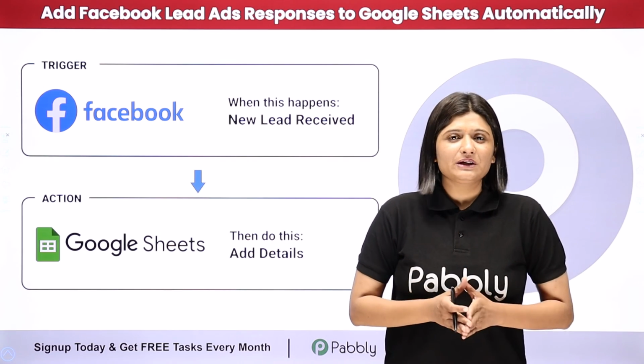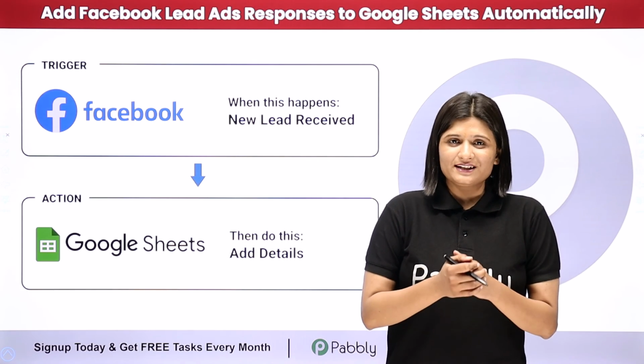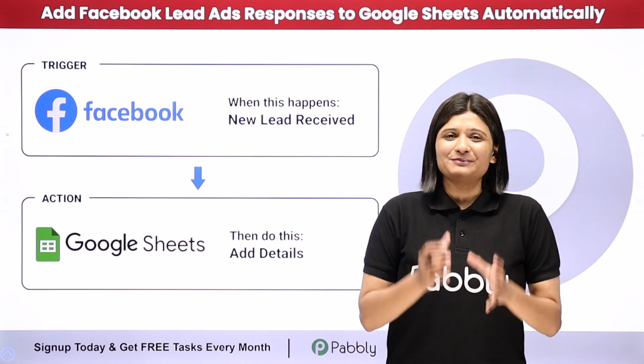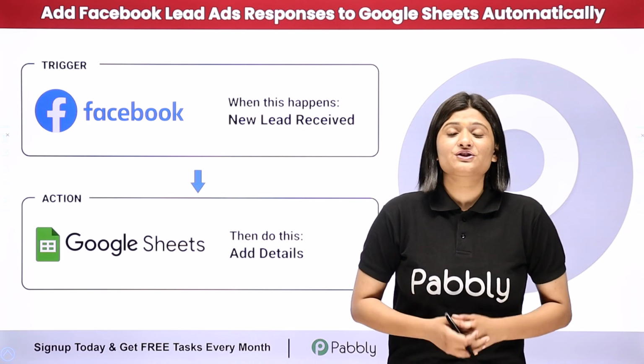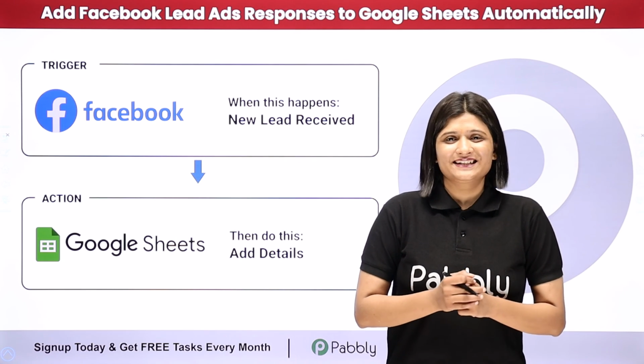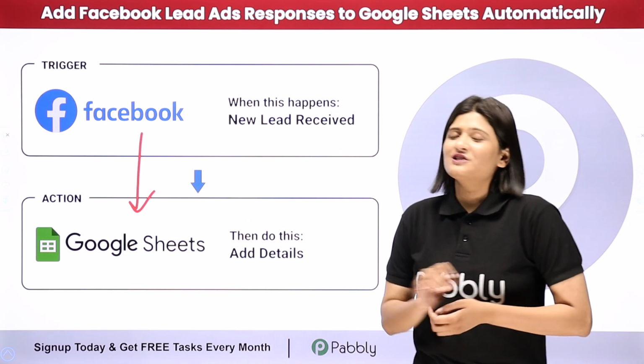Now doing this manually will consume a lot of my time. So I've completely automated this process, and for this automation I'm going to use Pabbly Connect. Pabbly Connect is an amazing automation and integration software which requires no coding or programming skills. Here I just need to build a connection between Facebook lead ads and Google Sheets.